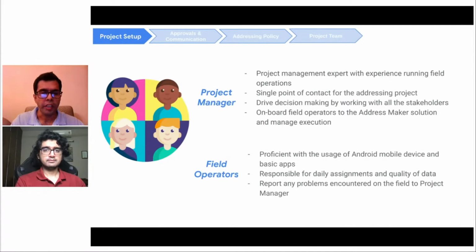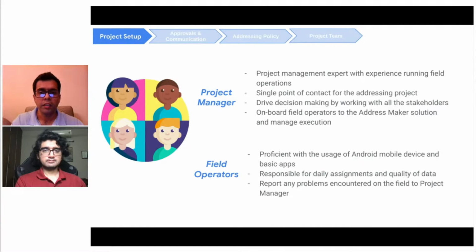Moving on to the project team. We broadly have two roles under the project team: project manager and field operators. The project manager is expected to have experience in project management and running field operations. The project manager leads the addressing project and collaborates with all stakeholders to drive decision making and ensure successful project execution. The project manager helps the field operators to get onboarded to the Address Maker solution.